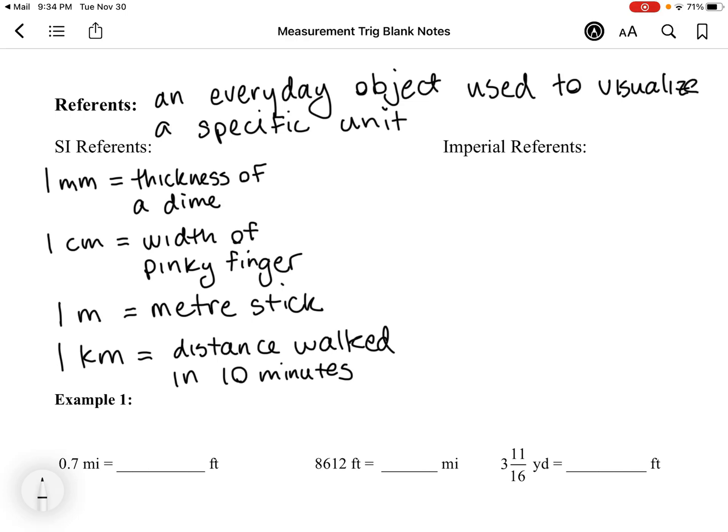Okay, now the imperial reference. The smallest imperial unit of length is an inch. I always think of the length of my thumb from the tip to the first knuckle. So not the whole thumb, but just to the first knuckle. That's roughly an inch.